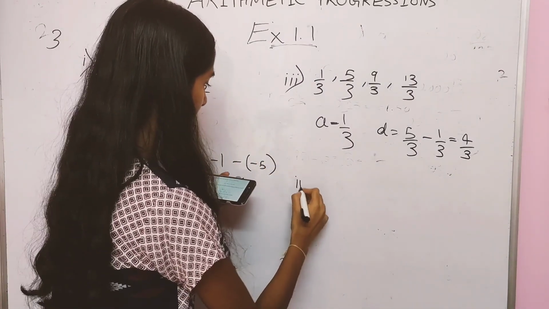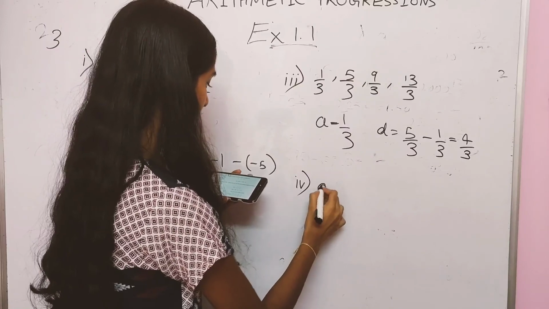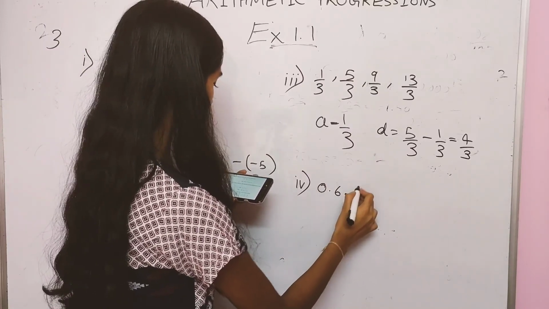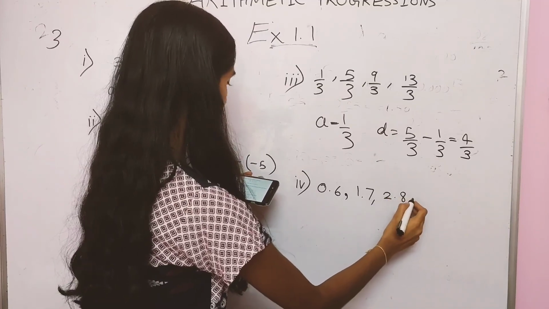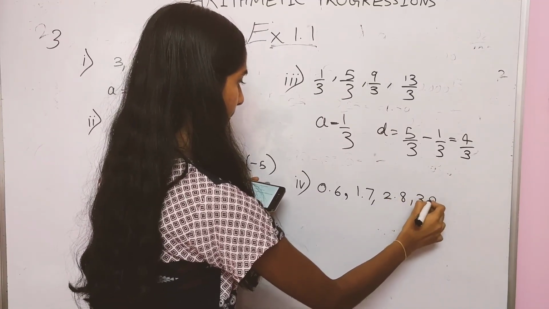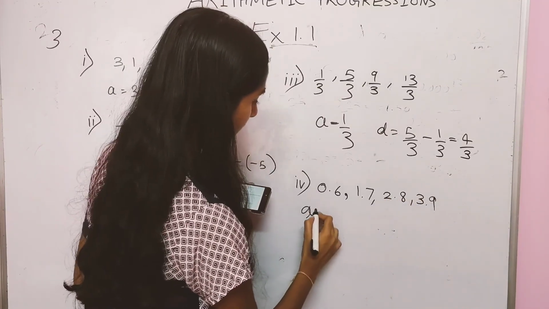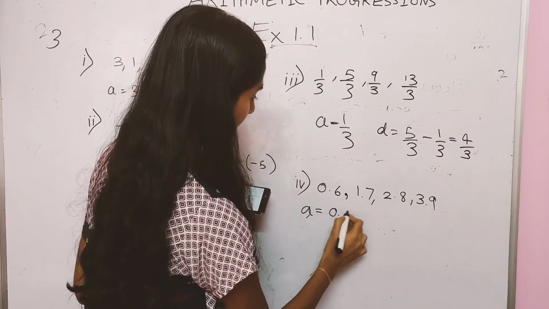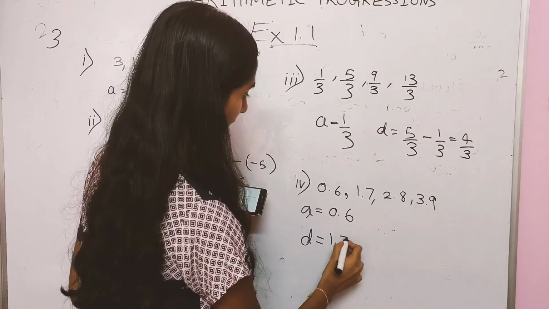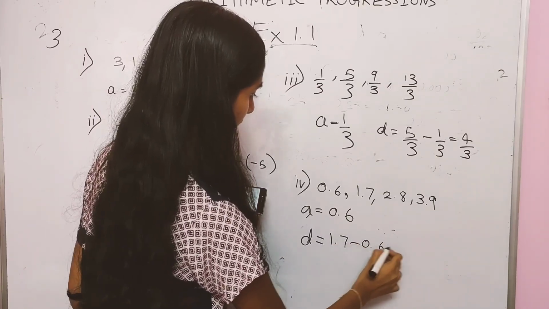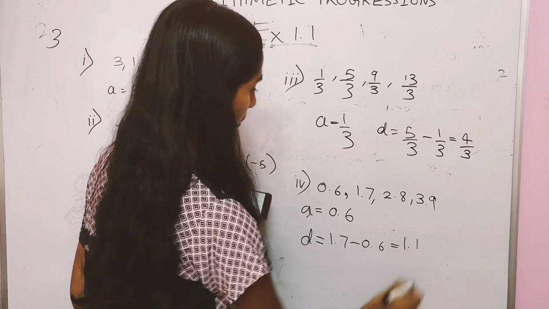Fourth one, 0.6, 1.7, 2.8, 3.9. First term is 0.6, common difference is 1.7 minus 0.6, that is 1.1.